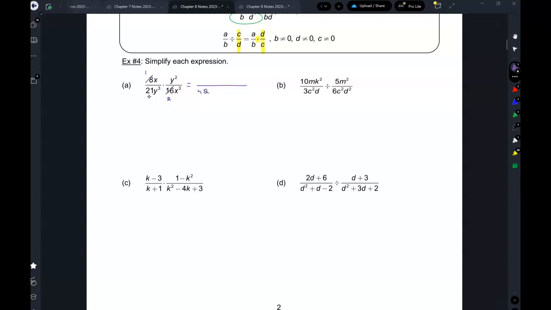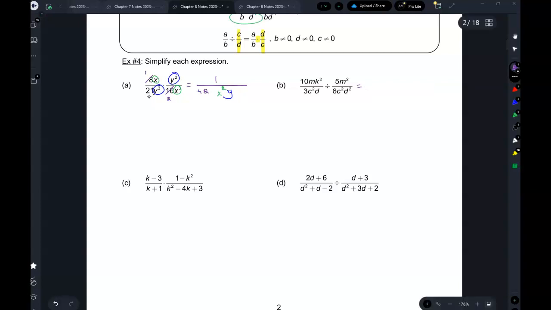Okay, now the x's. I have 1x here, 3 on the bottom. How many am I going to have left and where? X squared on the bottom. Okay, what about the y's? I have 2 there, y on the bottom. So what goes on top? A 1. Cool.